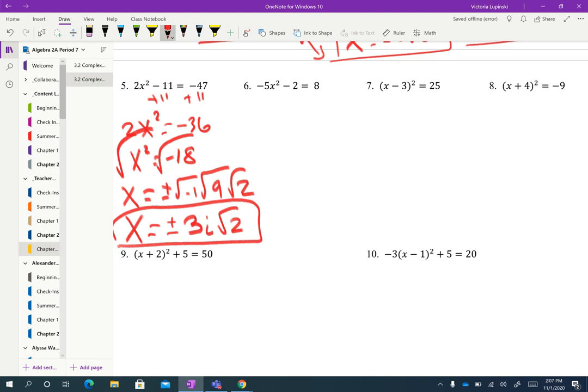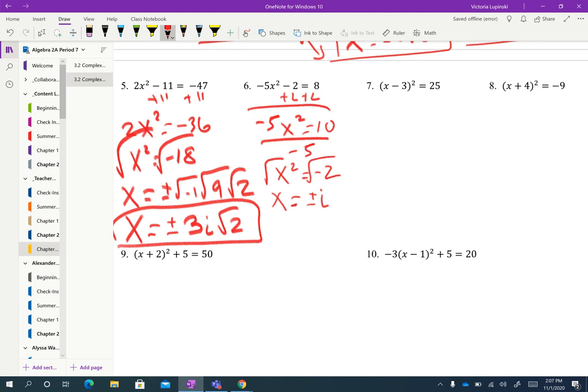For number 6, you're going to start by adding 2. So negative 5x squared is equal to 10. Divide both sides by negative 5, and you're going to get x squared is equal to negative 2. Take the square root. Don't forget your plus or minus. You can't simplify anything from the square root of negative 2 except for the fact that you can take out an i.